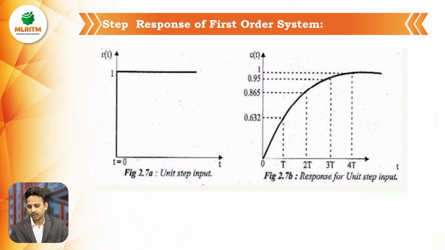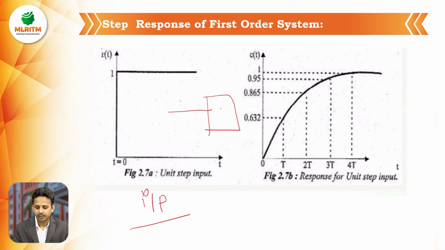Let's sketch the output waveform. So this is our input, that is a step signal or a DC signal. I am applying this DC signal to a first order system. So this is my first order system, and this is the output response. At T is equal to 0, it is 0. As T increases, the response of the system is also increasing.